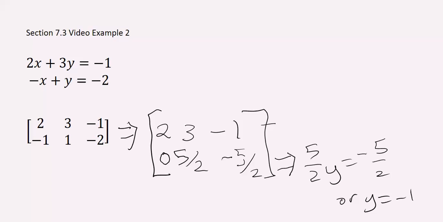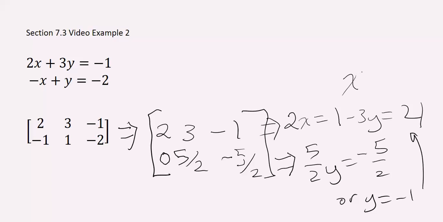Now we'll use that piece of information and row 1 to say that this is really saying that 2x is equal to 1 minus 3y, and because we know y is equal to -1, we can use that information up here to say that 1 minus 3 times -1, or 1 plus 3, or 4. So since 2x is equal to 4, we know that x is equal to 4/2, or 2.